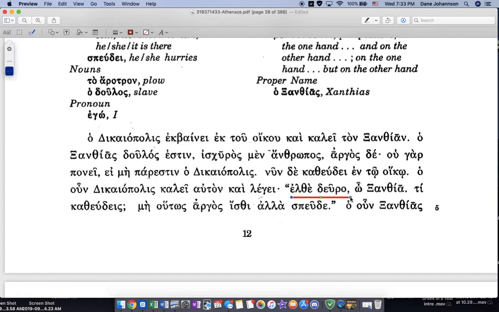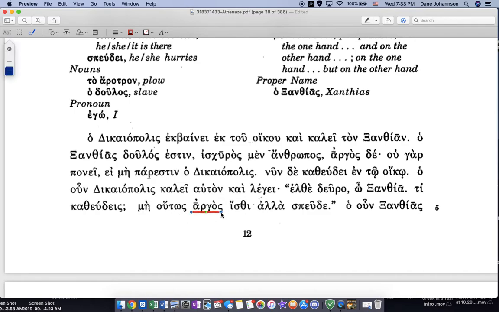Eltha deuro, O Xanthia. Come here, come hither. So come, eltha deuro, hither. Sometimes you'll see eltha hode, come here. Also, eltha deuro, come hither. O Xanthia. Ti katheudeis, why are you sleeping? So, ti, why, what? Why are you sleeping? So, katheudo, I sleep. Katheudei, he sleeps. Katheudeis, you sleep.